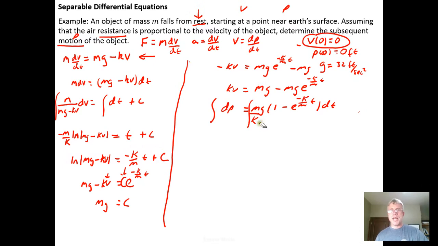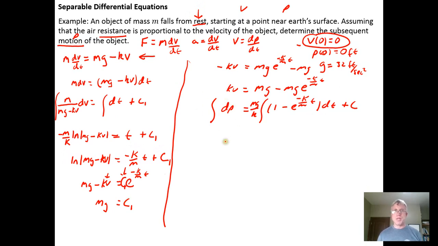This mg over k is just a constant, so mg over k can factor out in front of that integral. Because I'm integrating both sides, I get plus another constant of integration. This is a second constant of integration. So I got one over here that we had to deal with. Now I'm getting a second one over here, but we're not subscripting it with the 2. We're understanding that this one is not the same as this one. And now it's time to integrate both sides.